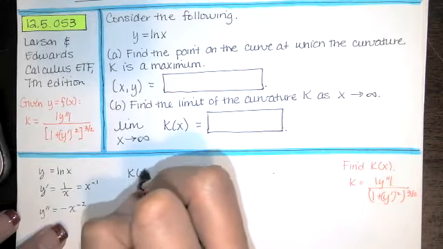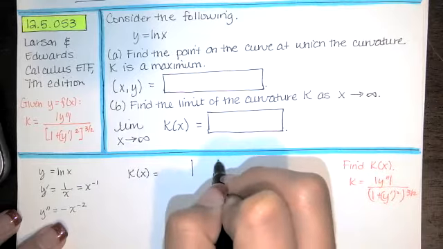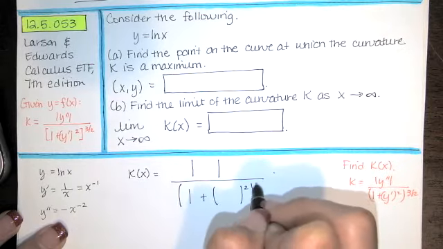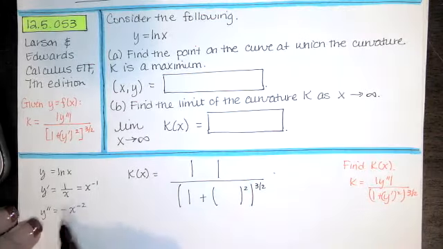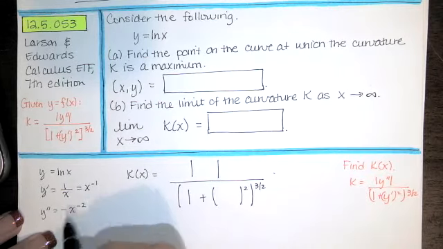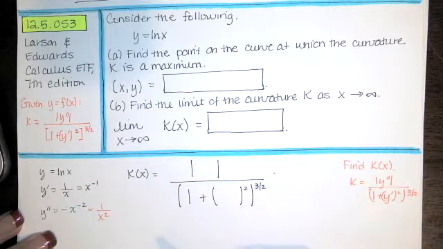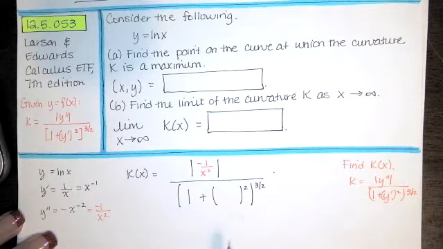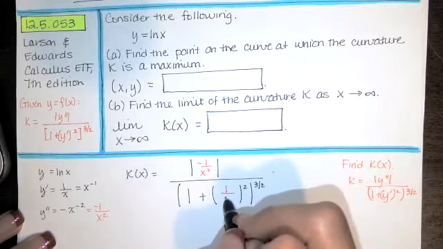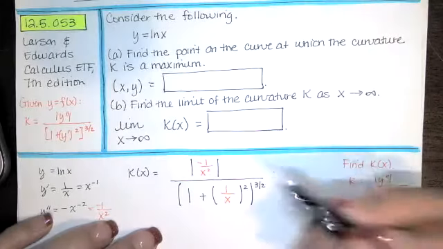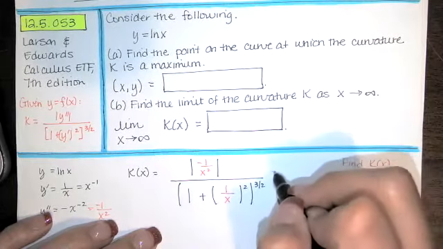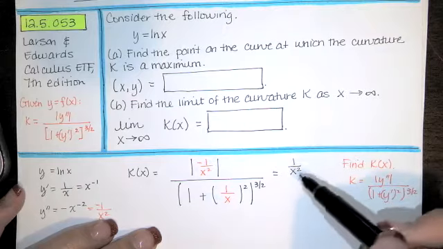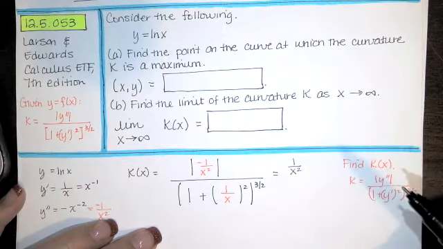So k of x, or our curvature as a function of x, is this y double prime divided by 1 plus y prime squared to the 3/2. And y double prime is negative 1 over x squared. If I write that with a positive exponent 2 in the denominator. And y prime is 1 over x. Of course, the absolute value of negative 1 over x squared is positive 1 over x squared. X squared is always positive, except for when it's 0. And then this would be undefined. And of course, the absolute value of negative 1 is 1.